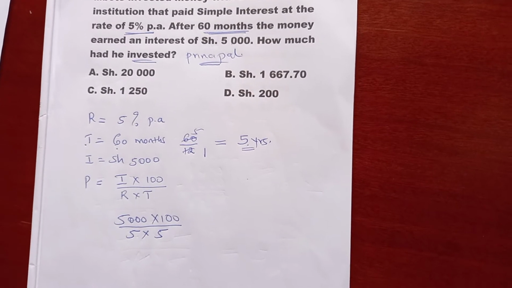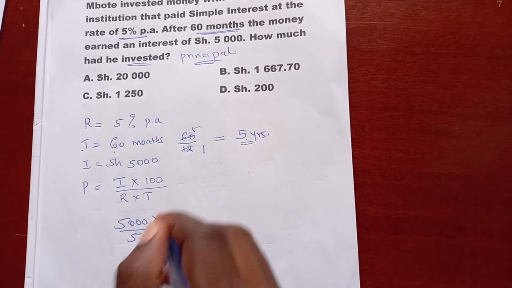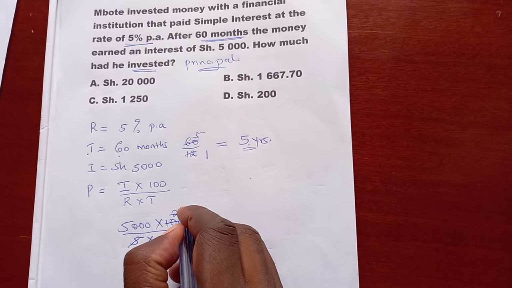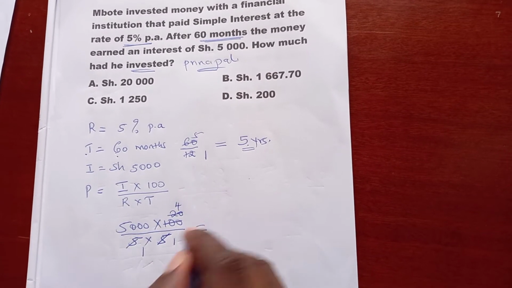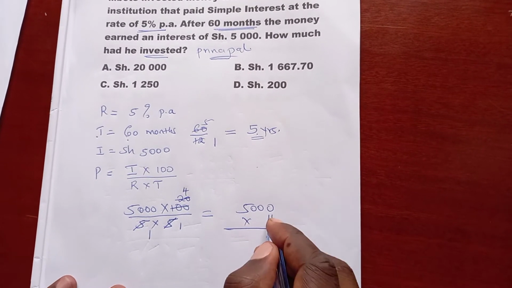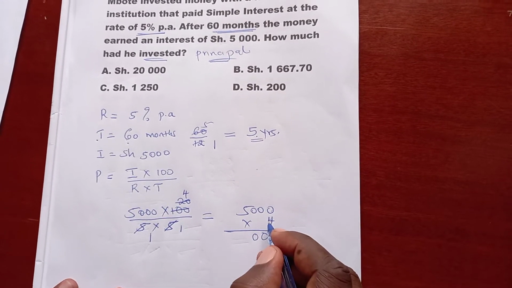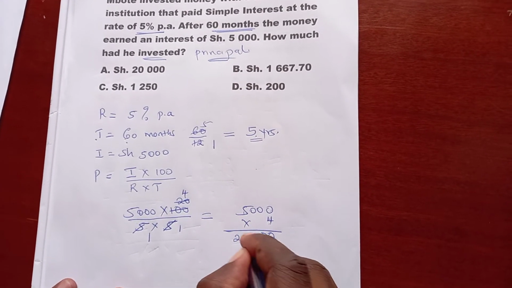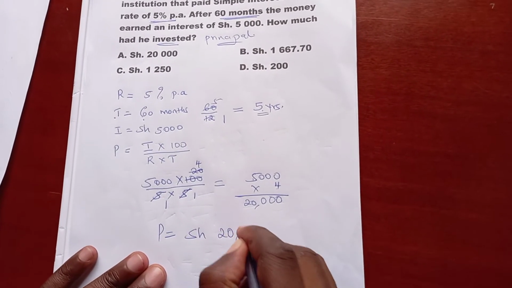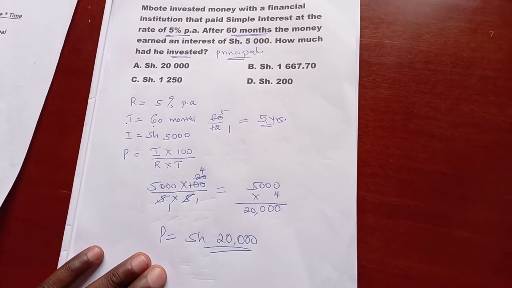You cancel where possible. By 5, 1. 100 by 5, 20. By 5, 1. By 5, 4. Then you multiply 5,000 times 4. 0 times 4, 0. 0 times 4, 0. 0 times 4, 0. 4 times 5, 20. So our principal is shillings 20,000.